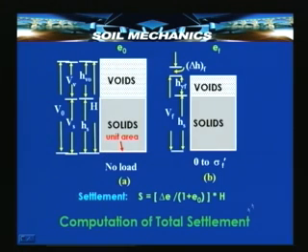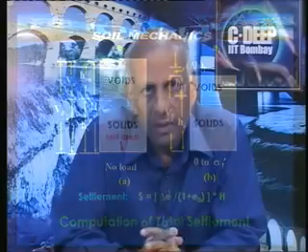Okay. So, this is the settlement, and this requires the computation of initial and final void ratios, as we just saw. How do we get these void ratios? We can get these void ratios by conducting a test. We also saw the name of this test and some details of it; that was the odometer test.